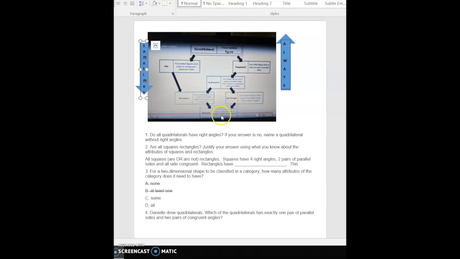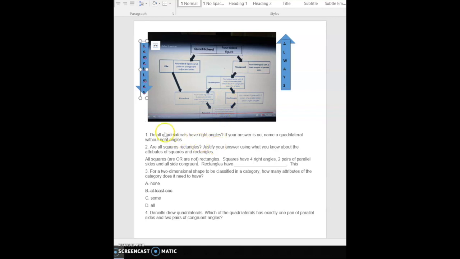That's to remind you that if you are starting at a shape and moving up to another shape, then that shape is always considered the subcategories above it. If you're starting at a shape and moving down, then sometimes your shape can fall in that same category if it has all the attributes. So let's look at our questions.